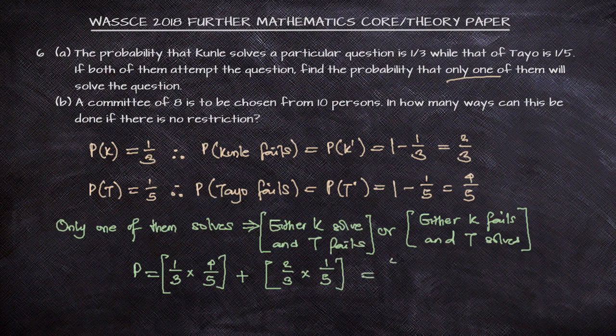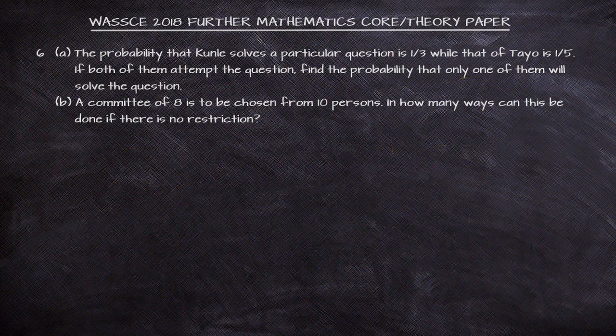So, if you are to evaluate that, that will be 4 over 15 plus 2 over 15. That will be 6 over 15, which you can divide by 3 to have 2 over 5. That is the solution to question number 6a. Okay? So now we can go to question number 6b.